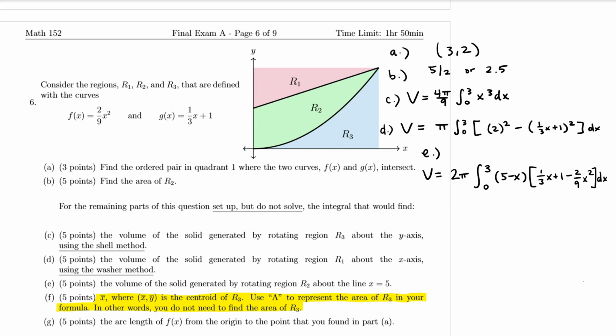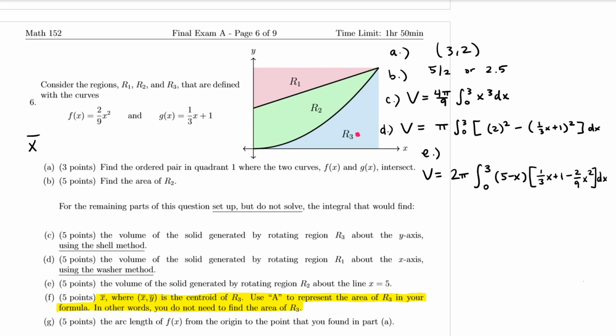Now we're on part F, which wants us to set up the integral that would help us find x bar, where x bar comma y bar is the centroid of R3. Now remember, the centroid is another name for the center of mass, which is, if you thought about R3 as a thin plate, where would I need to put a pencil so that it would balance? Maybe about right here, maybe a little bit lower since it's bottom heavy. Maybe that's the center of mass, and right now we're trying to find the x coordinate of it.